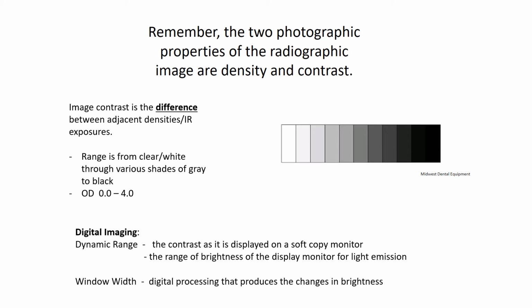Now your window width is related to the window level. Remember, in the unit on density and IR exposure, we determined that the term you use for that would be the window level. Now we're going to talk about, once you get to that level, how much can I open or close the window, giving me either more shades of gray or fewer shades of gray. So window width is a digital processing determinant that produces or changes the differences in the brightness.